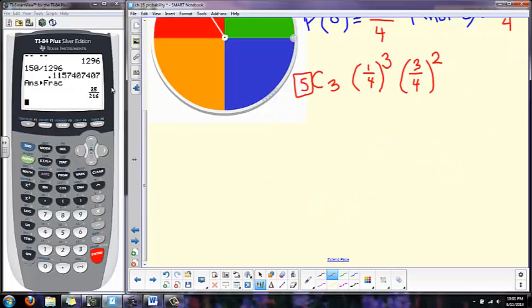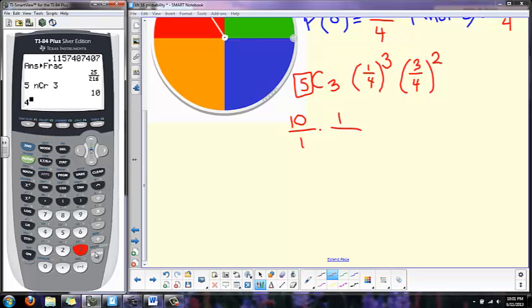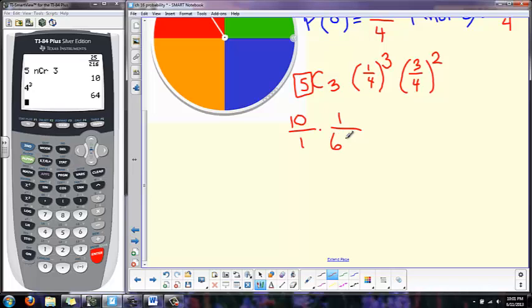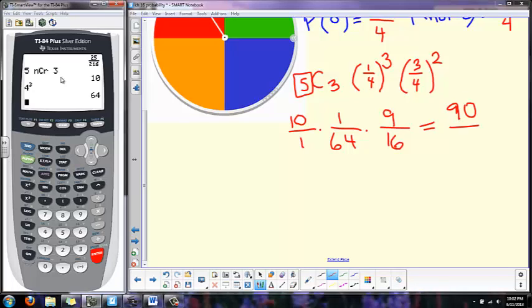Then I can go through and simplify. 5 choose 3 is 10. So that's 10 over 1 times 1 to the 3rd power, which is just 1. 4 to the 3rd power is 64. 3 squared is 9. 4 squared is 16. Then I can go through and multiply across the numerator and multiply across the denominator. 10 times 9 gives me 90. And then in the denominator, 64 times 16 leaves me with 1024. That is your final answer.